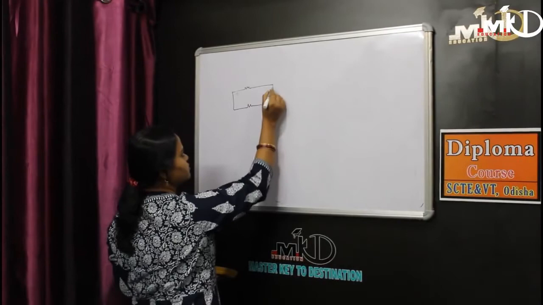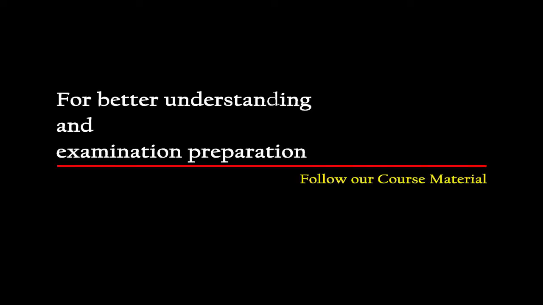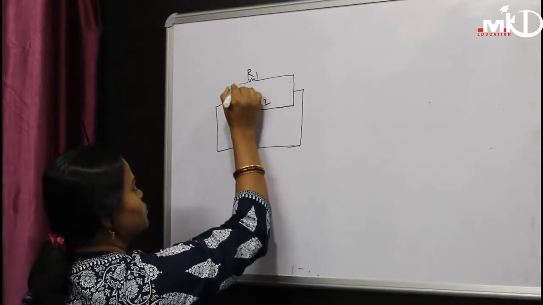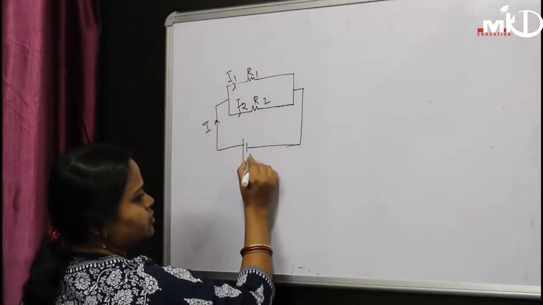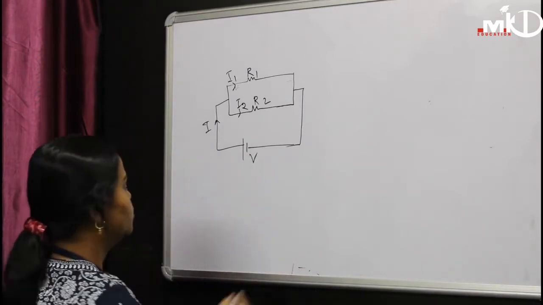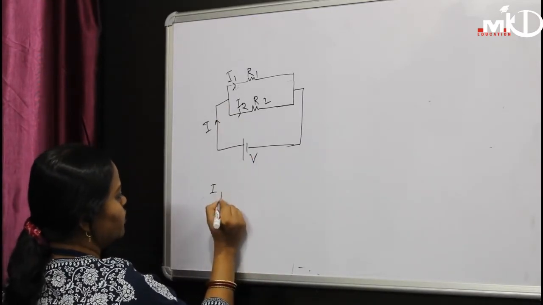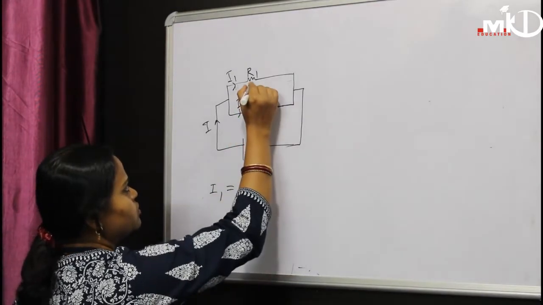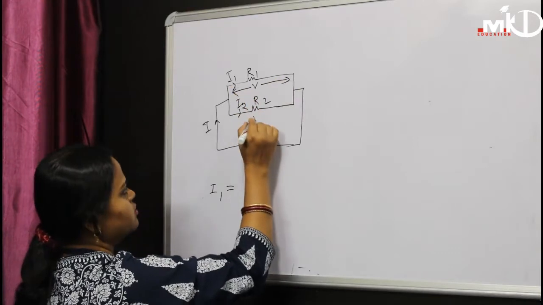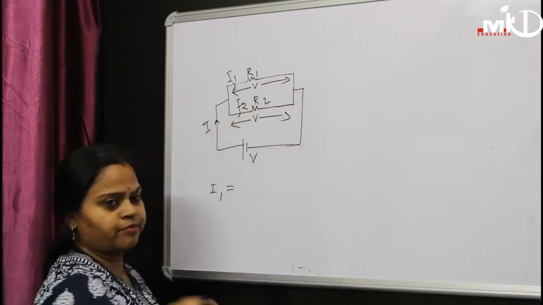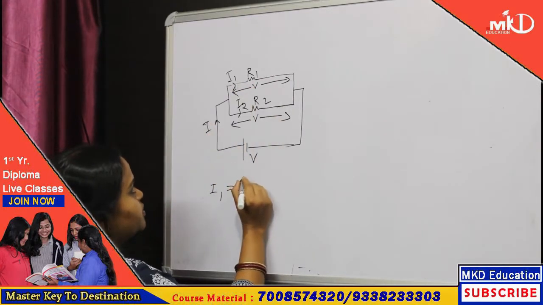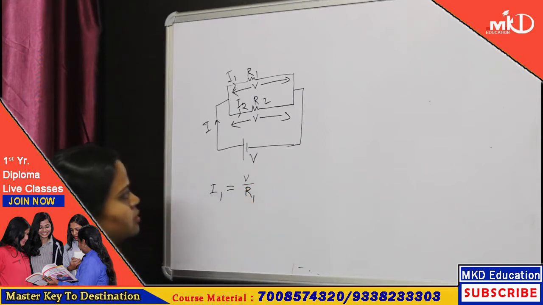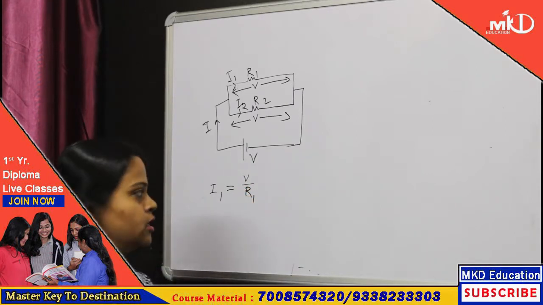This is the circuit. This is R1, R2, I1, I2, total current I, and this is V. As we know, the value of I1 is equal to the voltage drop across R1, which is V. Across R2 it is also V, because it is a parallel circuit. In a parallel circuit, voltage is the same. So the value of I1 must be V by R1. Okay, V by R1.